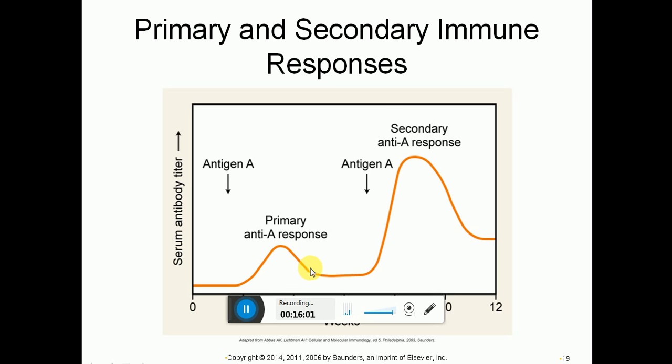Then the body will make memory cells so that if we are exposed to that same antigen one more time, it'll only take about a day or two to respond to that. You can see that the response is much faster, the levels of antibodies are higher, and in this case it would be the IgGs that make the secondary response. So primary response are IgMs, secondary response are IgGs, and they are very fast because now our body has memory cells that know this antigen already, and they're able to respond to it much faster.